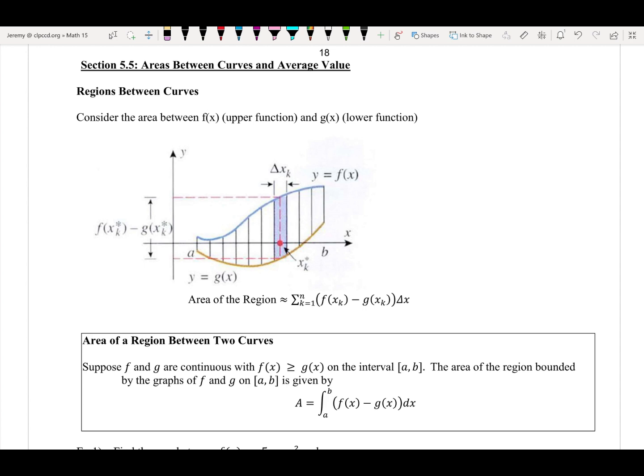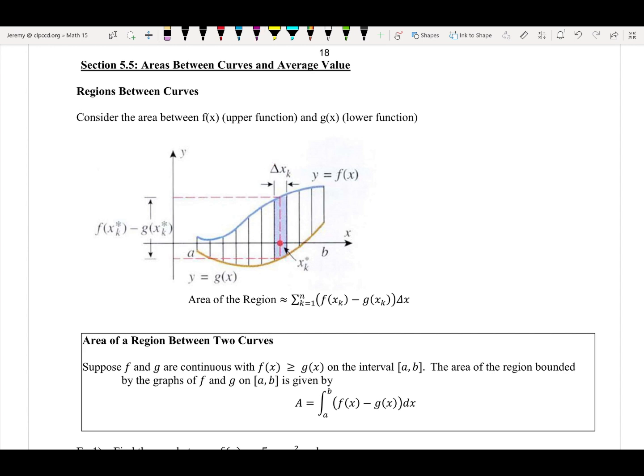The way that we can think of finding the area between two curves is to start with our approximating-using-rectangles approach. If we take this region between these two curves, f of x and g of x, and split it up into n subintervals and consider those n rectangles, like in section 5.2 or 5.3, the width of any of these rectangles is going to be delta x, just like before.